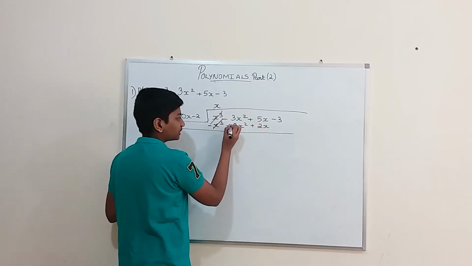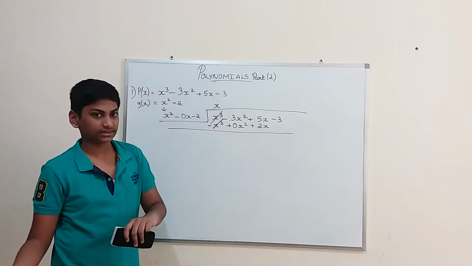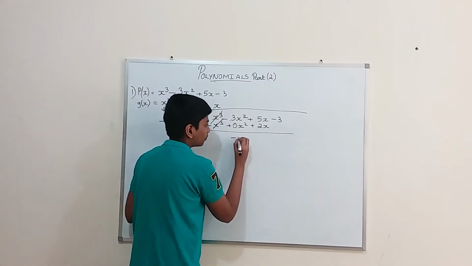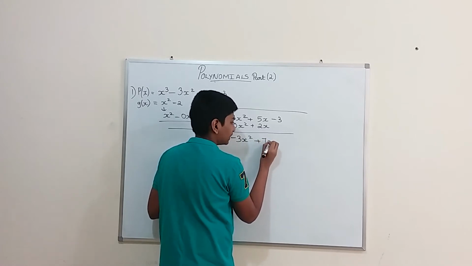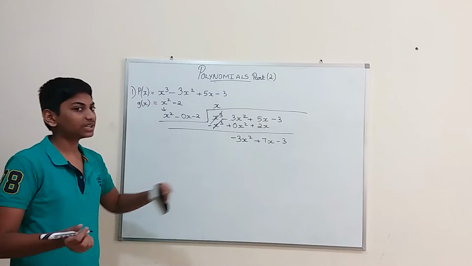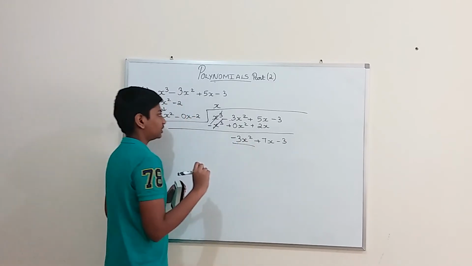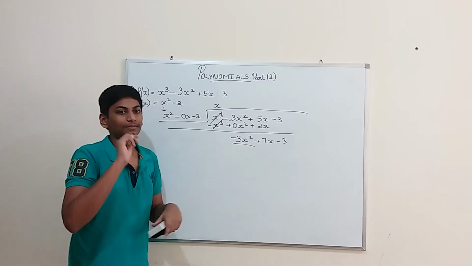Now what will happen? Minus 3x square plus 0x square, what will we get? Minus 3x square itself. So at the bottom we get minus 3x square plus 7x minus 3. Now we should check the first one, minus 3x square. So what into x square gives you minus 3x square? Yes, minus 3.